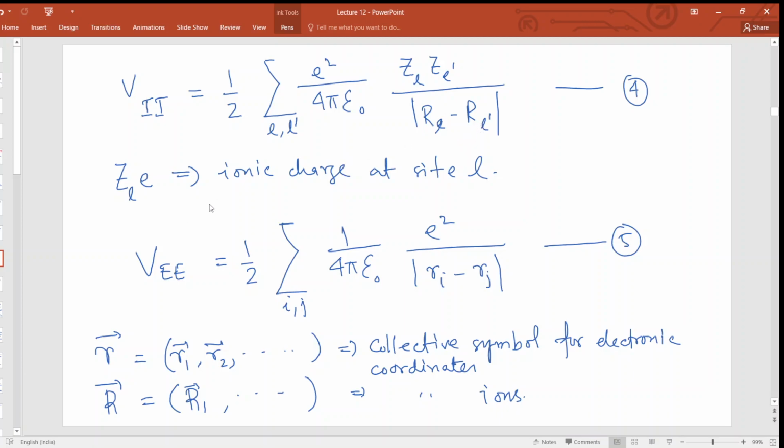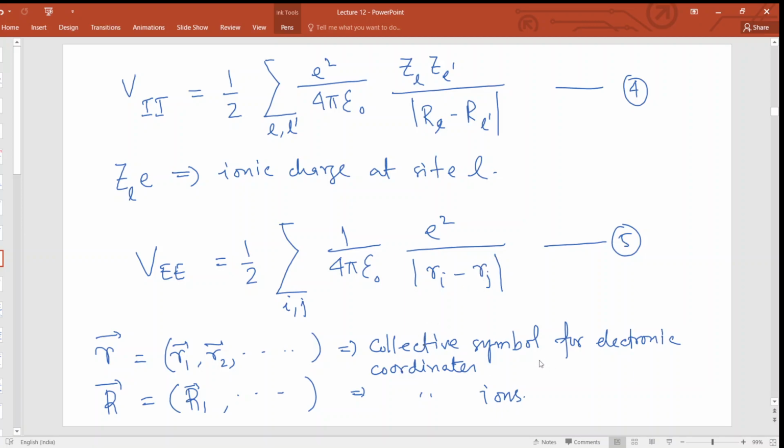Here Z_L e is the ionic charge at site L. You need to keep in mind that here we are talking about more than one ion. This half factor is included to take into account the double counting. Similarly, we can write down the expression for the electronic interaction. This will again be a repulsive interaction, so it will take the form half of the sum over i and j of 1 by 4π ε₀ times e² divided by the modulus of r_i minus r_j.